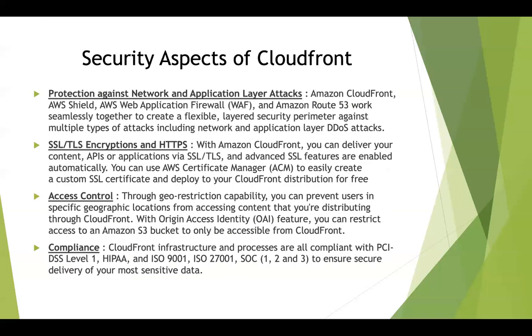So going next to the security aspects of CloudFront in more detail, protection against network and application layer attacks. So there are some attacks that happen at the network layer of the OSI model, at layer 4, and there are some attacks that happen at the application layer, which is at layer 7. So CloudFront integrates with services such as AWS Shield, with Web Application Firewall, which is called WAF, and with Route 53 to work seamlessly together to create a flexible, layered security perimeter against multiple types of attacks.